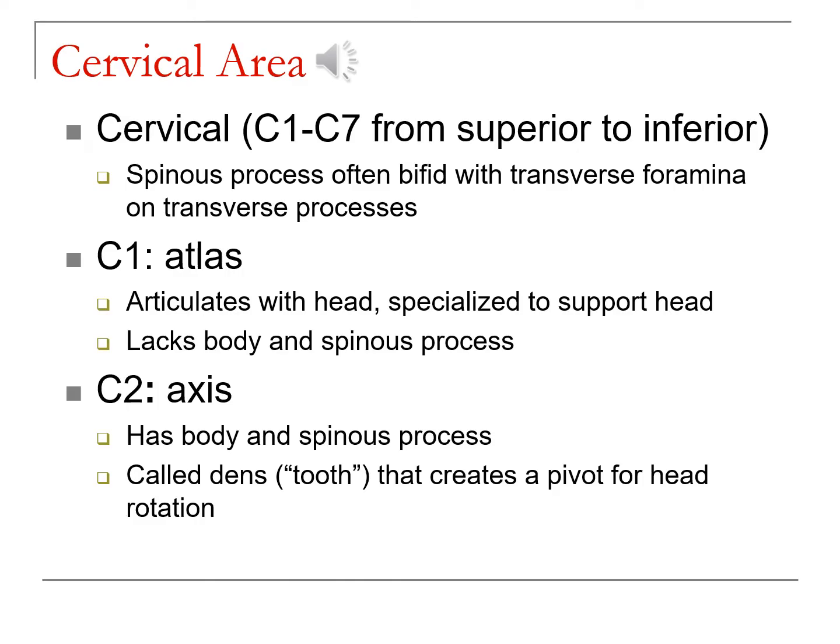Your C2 or axis has a body and a spinous process. It also has the dens, which means tooth, that creates a pivot for your head rotation. Okay, that's the reason why we can look towards the left and to the right and rotate our head in this manner: because of the articulation of your C1 and your C2 cervical vertebrae.